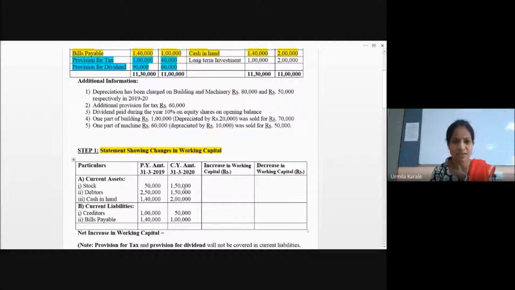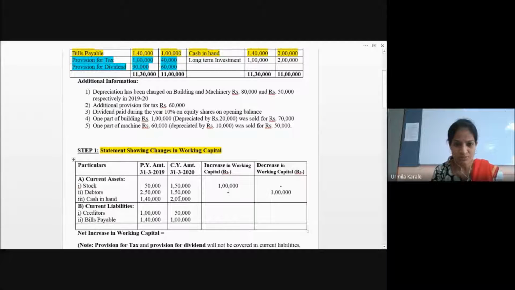Now you can easily find it here. Stock has increased by 1 lakh, so resulting in 1 lakh increase in the working capital. I'm just writing the amount here, 1 lakh. Now next, if you see the debtors amount last year and this year, you can easily identify that compared with the last year, your debtors have reduced this year. This is the current year amount, this is the previous year amount. So compared with last year, this year's debtors have reduced by 1 lakh, resulting in decrease in working capital. So, decrease in the working capital by 1 lakh because of decrease in the debtors.